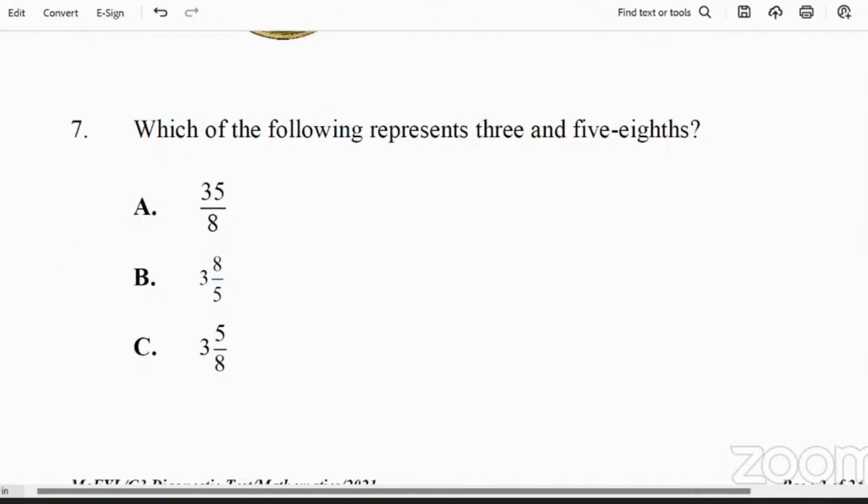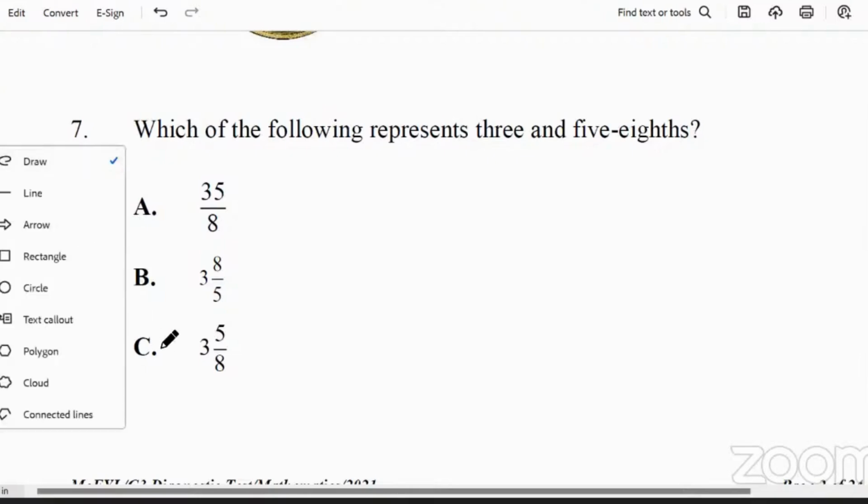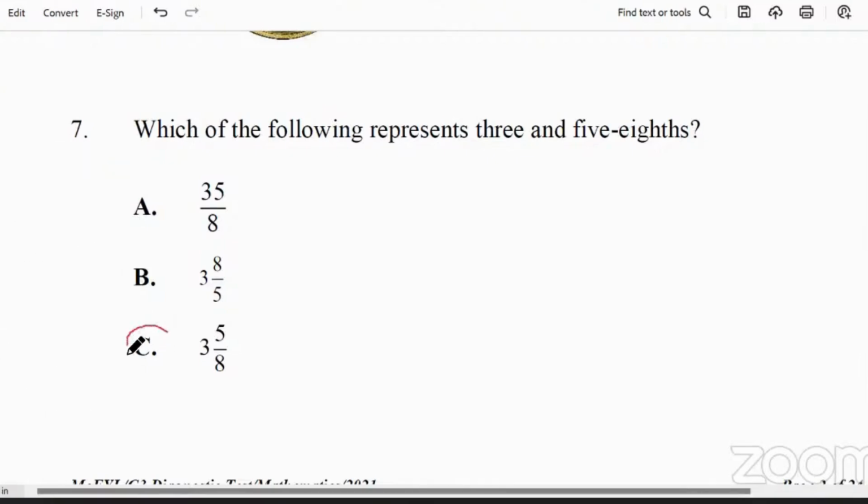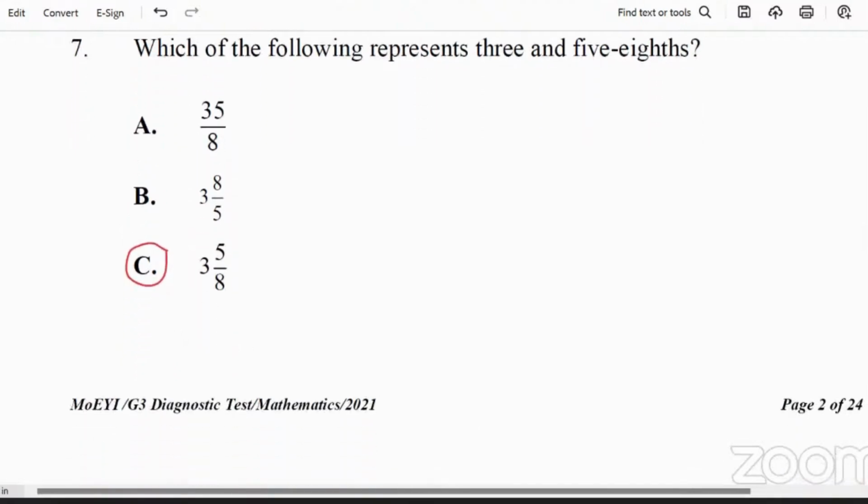Hope you guys have your answer already. The answer is C, 3 and 5/8. 3 represents the whole number, and then 5/8, 5 out of 8 parts.